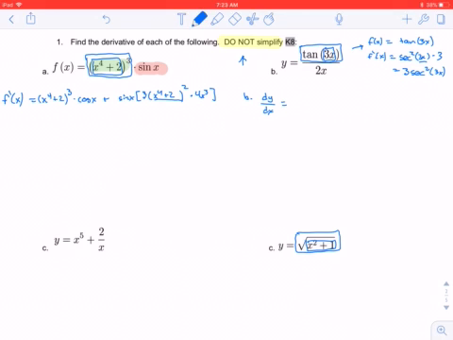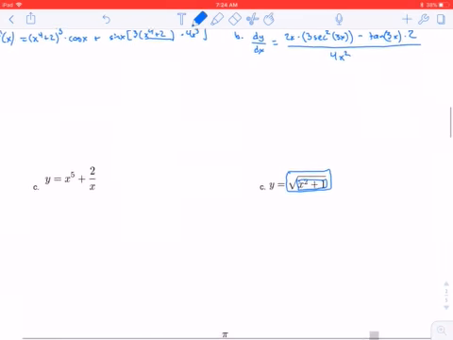So now we're going to go bottom, 2x, times derivative of the top. We've found that over here, so that's going to just be 3 secant squared 3x minus top, tan 3x, times the derivative of the bottom, which is just going to be 2, all over the bottom squared, which in this case will be 4x squared. Okay. So that's the derivative of B.